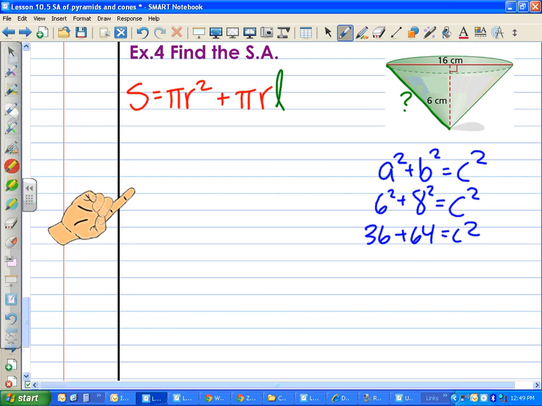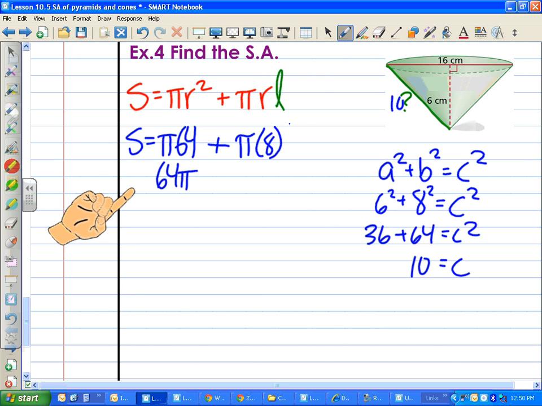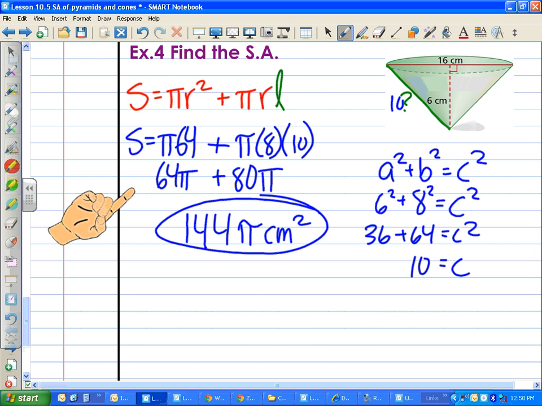It's going to be 100, square root of 100 is 10. So my C is 10. Now I can do the rest. Surface area is pi r squared. R is not 16, remember that's 8. 8 times 8 is 64. I'm going to skip a step there, okay? I'm going to just put 64. So really that's 64 pi plus pi times r times 10. It's going to be plus 80 pi. Combine those two. What do you end up with? 144 pi. I believe that's it, right? Unless I'm making a mistake right now. There you go. That's it.